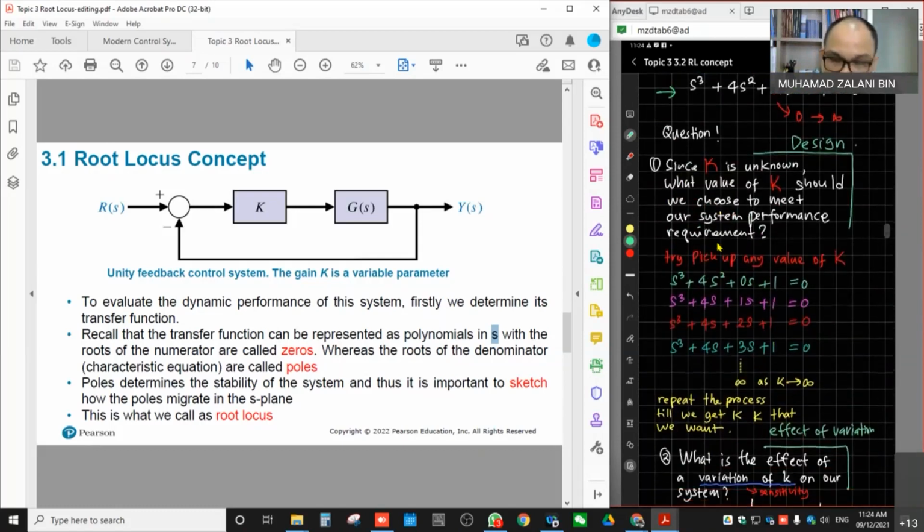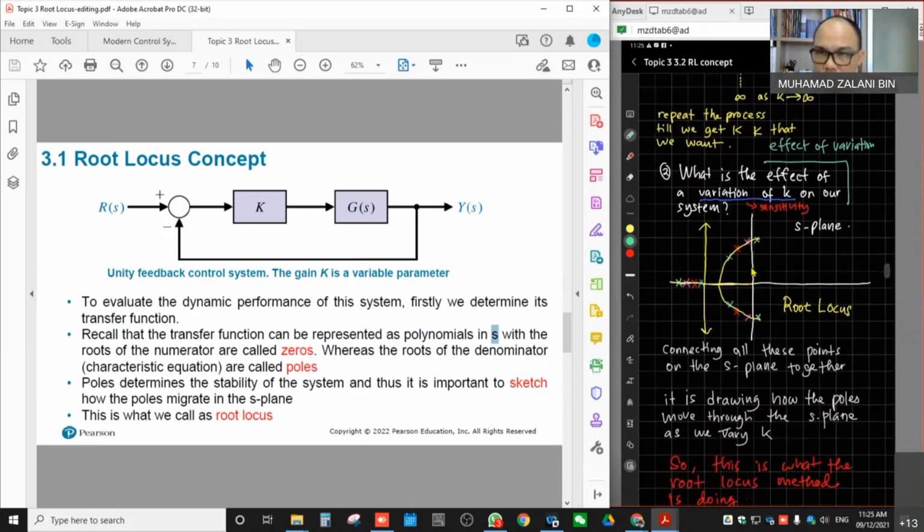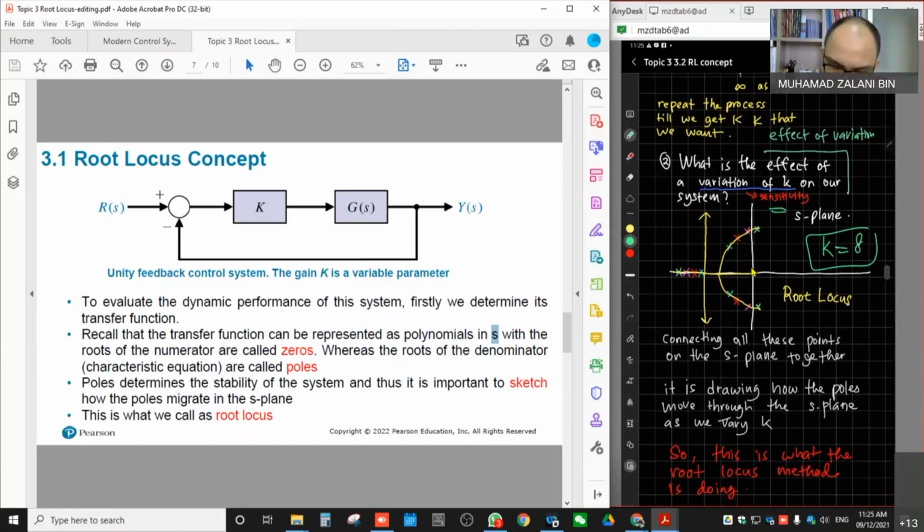What I want to explain here is, in terms of system design, that is one question. Another question is, what is the effect of variation of K on our system? This is directly related to sensitivity. Say we have chosen K equals 8 for the shock absorber, but K has a variation between, for example, 5 and 10.